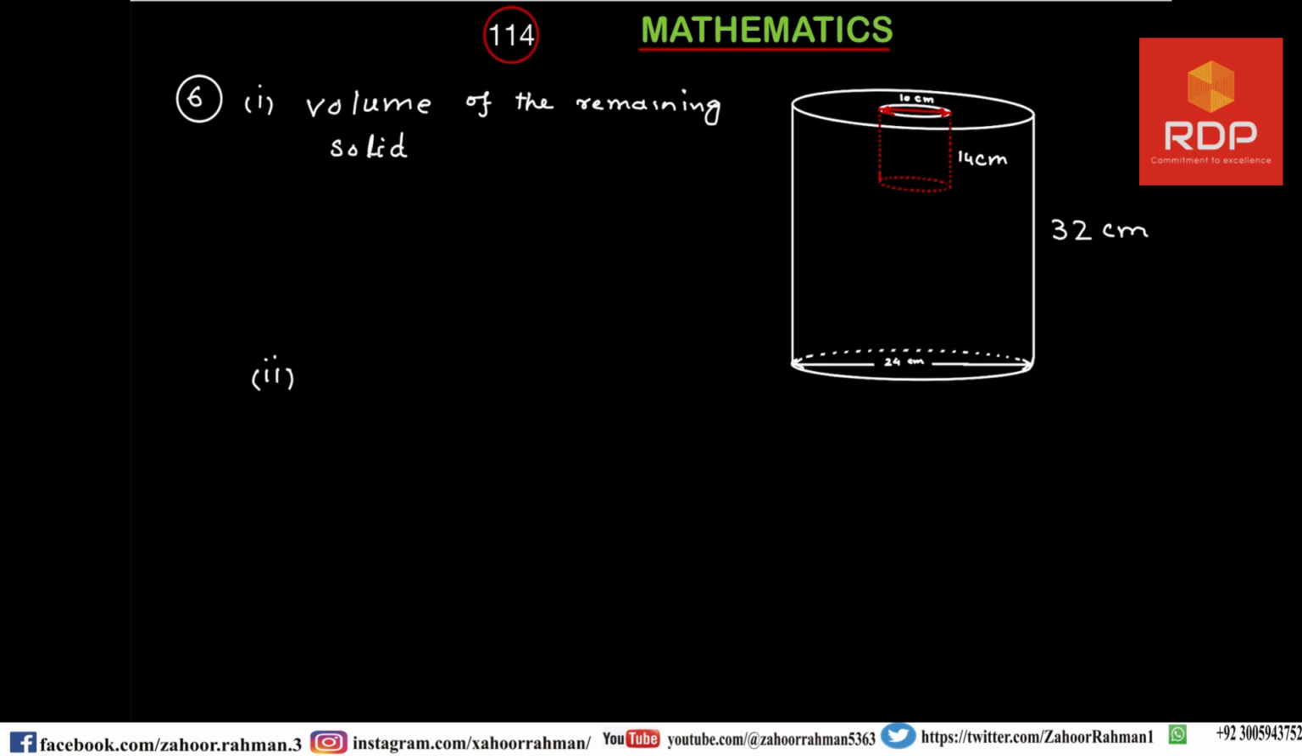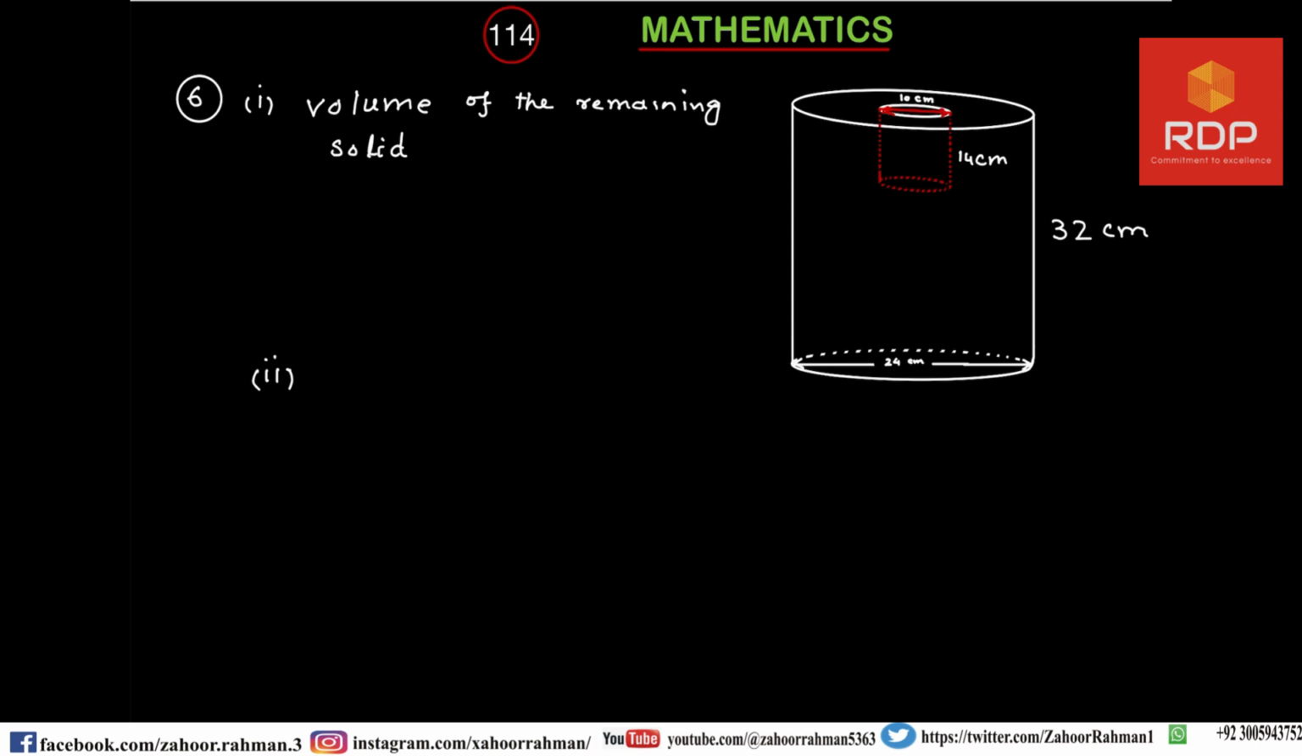This is lecture number 114 of mathematics, and in this lecture we will not only conclude this exercise but also the chapter as well. This is the final session of this chapter, and this is the final opportunity with you people to understand and clear your concept. So let's get started. We are going to do question number 6.